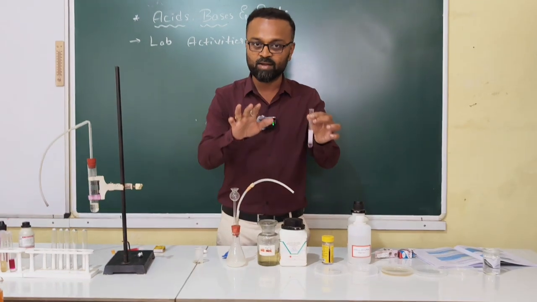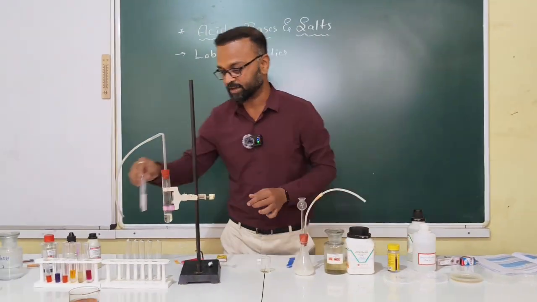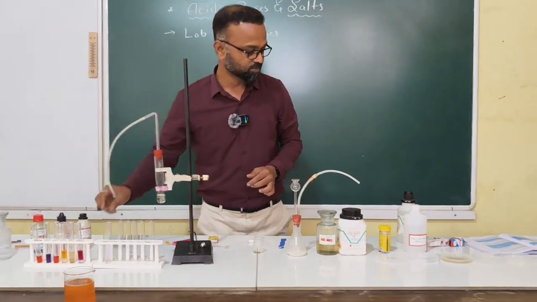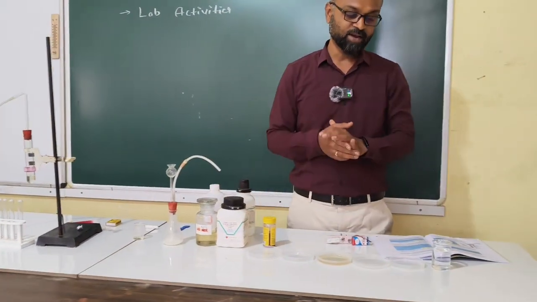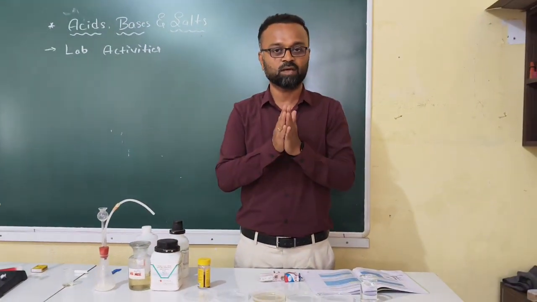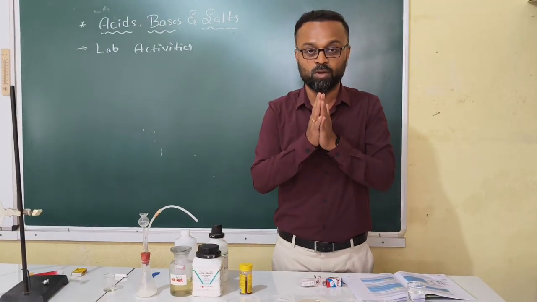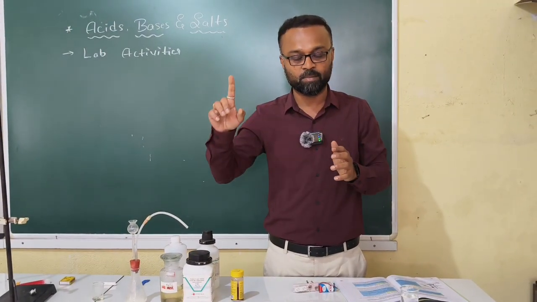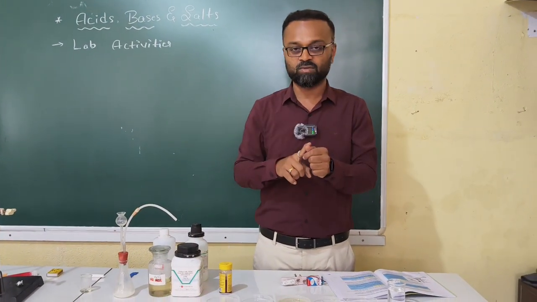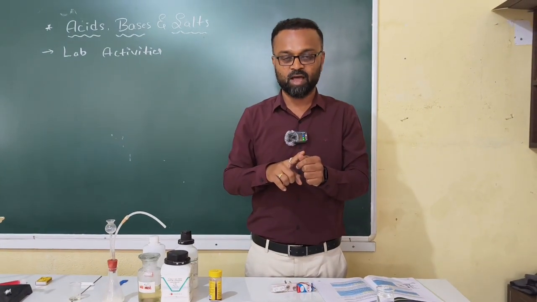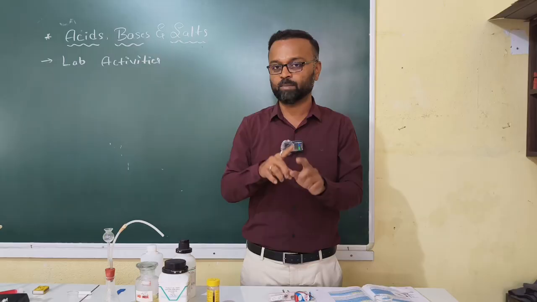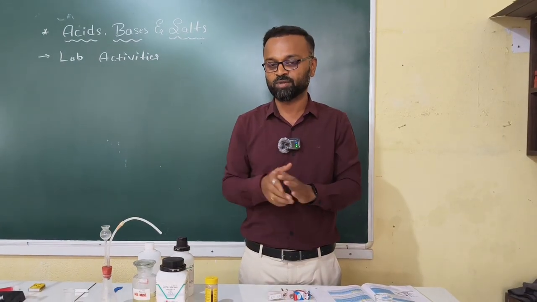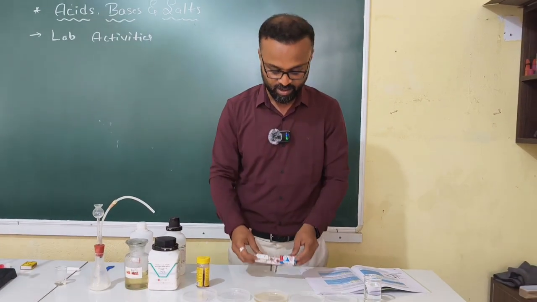This milkiness will disappear. Hope this is clear. So the next one is conduction of electricity. As we all know, acids and bases behave as good electrolytes. That means they allow the electric current to pass through, because acids will produce H plus ions and bases will produce OH minus ions. Apart from that, both will produce positive and negative charges. That means they will conduct the electricity.